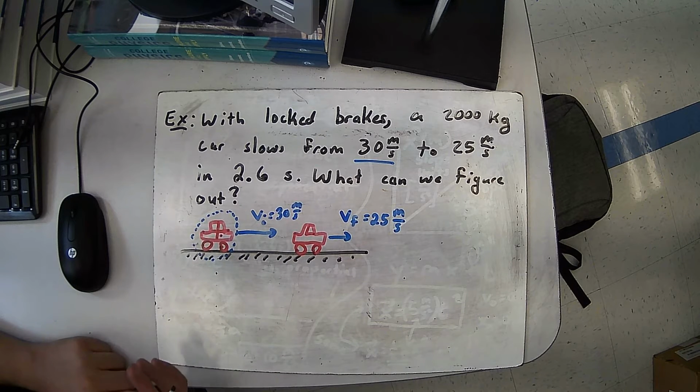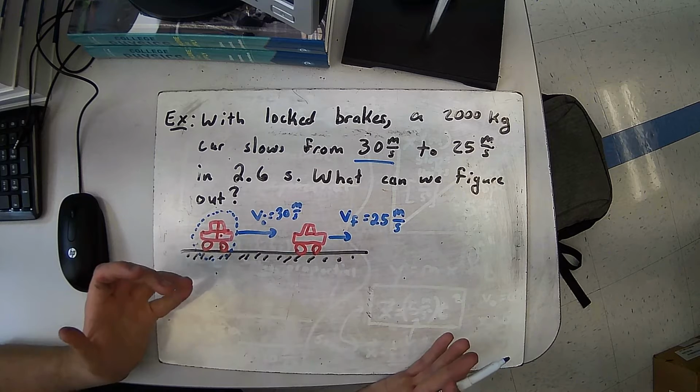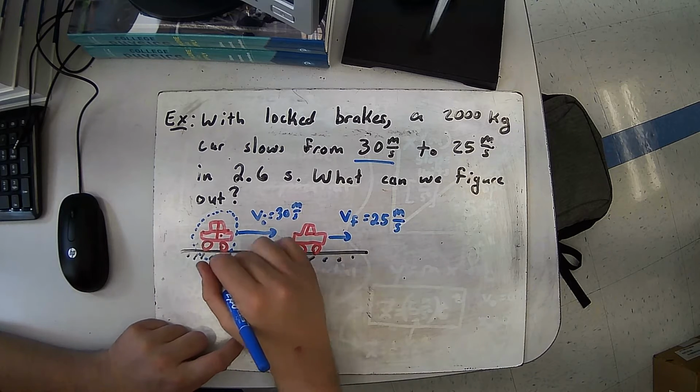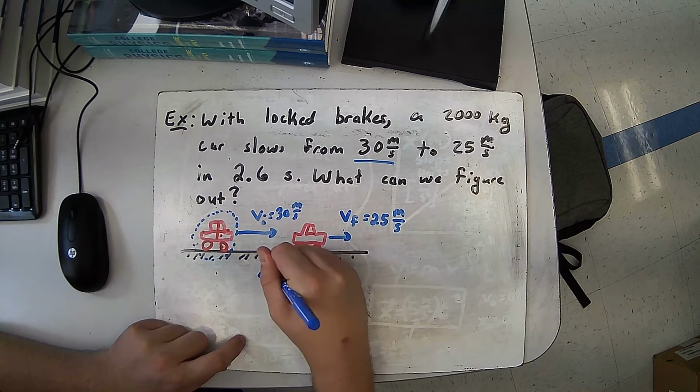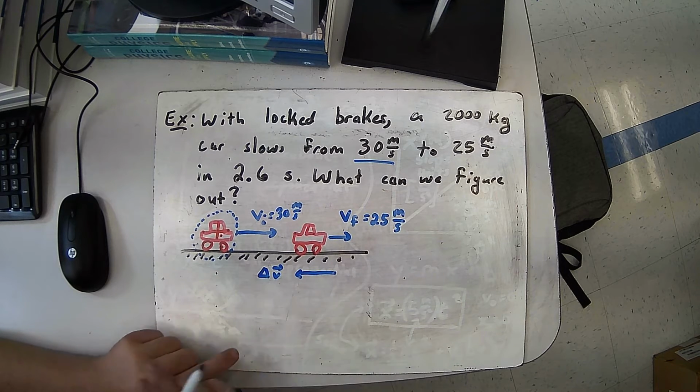And I'm going to keep annotating this with some other things. First, what direction is the velocity change? I'm moving to the right in this picture, but getting slower. And so my velocity change is to the left. I'm going to keep that in mind because the velocity change is where the physics is happening.